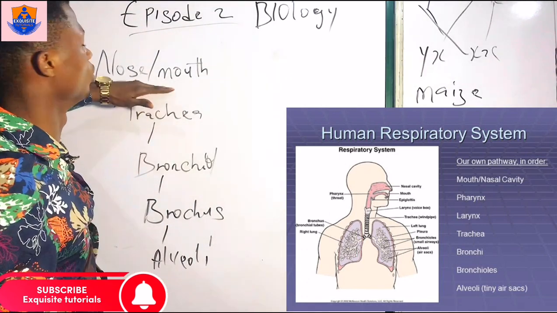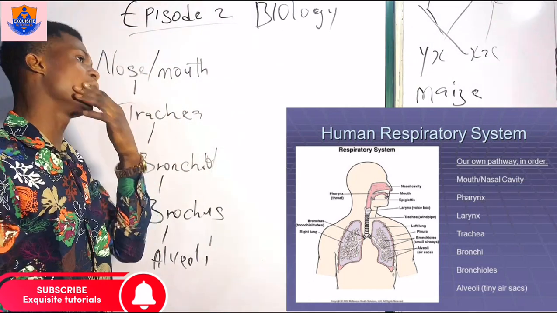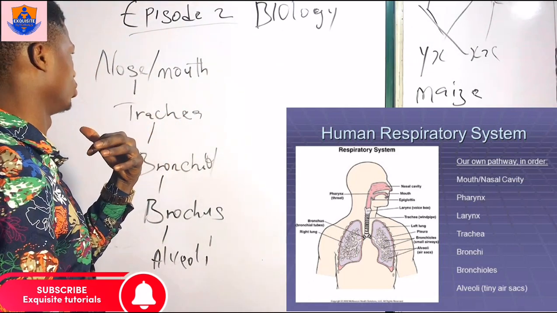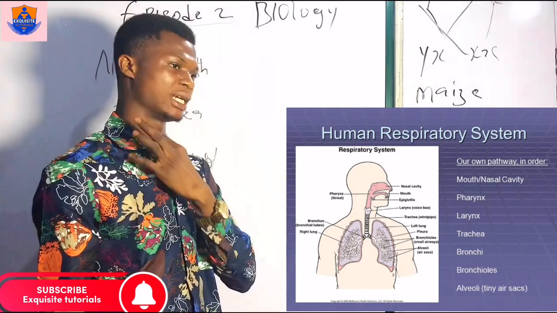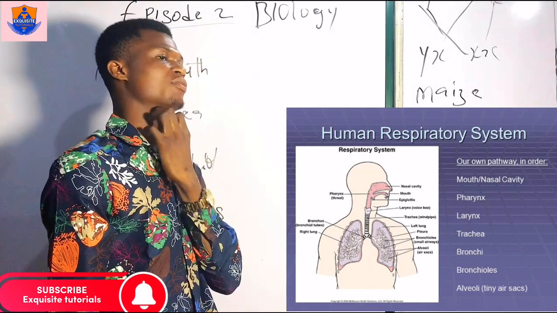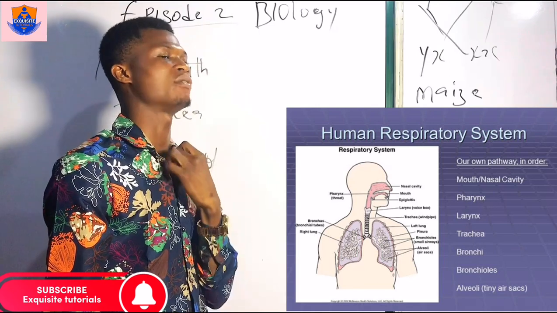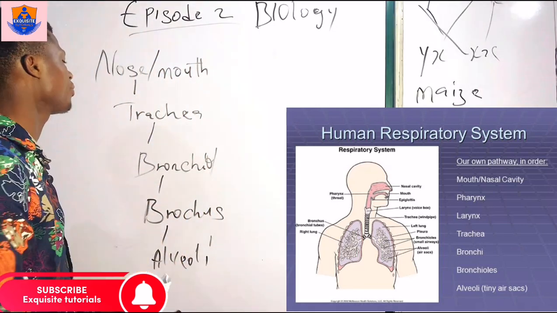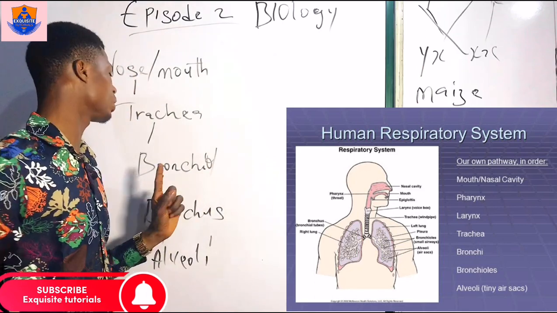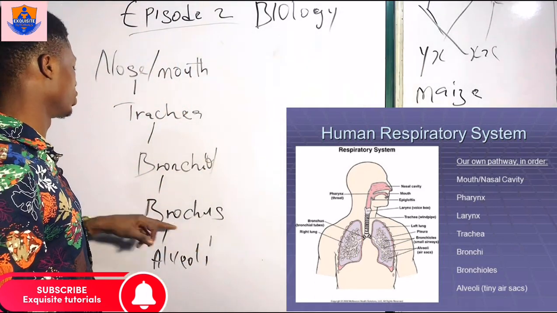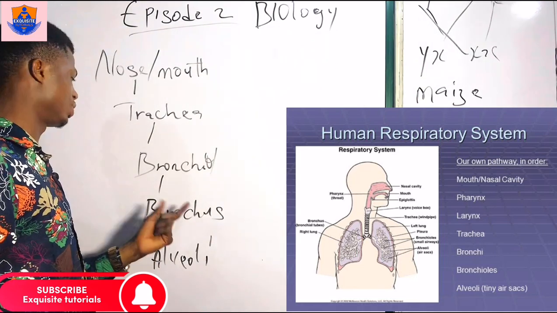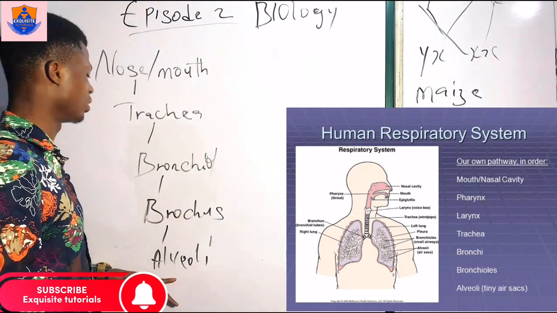It starts from the nose. You breathe in, air enters through your nose and through your mouth. Then from your nose, it goes down to the trachea. Your trachea is located here. After the larynx, which is the voice box, you have the trachea. Then from the trachea, you have your bronchial, the one that has CHIO, and from the bronchial to the bronchus. The bronchus, CHUS, then to the alveoli.